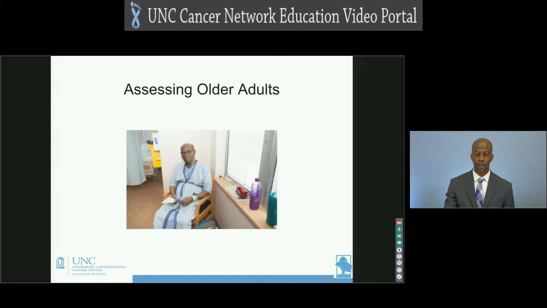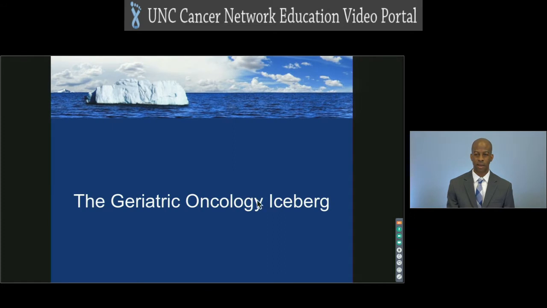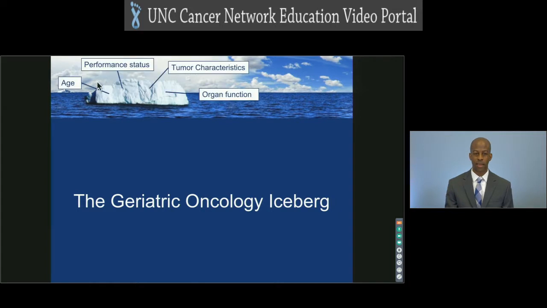And so I'm going to switch gears and talk a little bit about how we assess some of our older patients in the clinic. And this is a concept that we published a few years back. It's called the Geriatric Oncology Iceberg. And here you see a serene scene, a very peaceful, serene scene with the tip of the iceberg on top. And in the clinic, that usually represents the things that we can see.